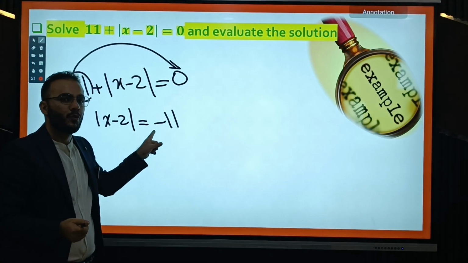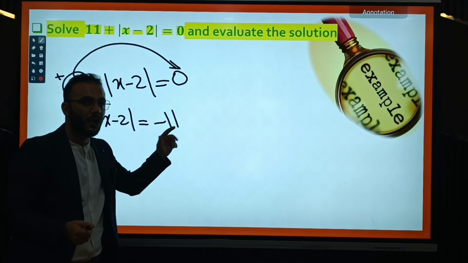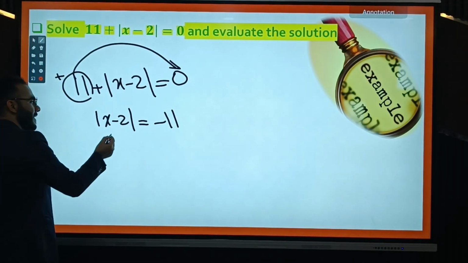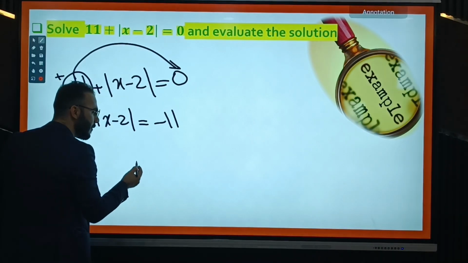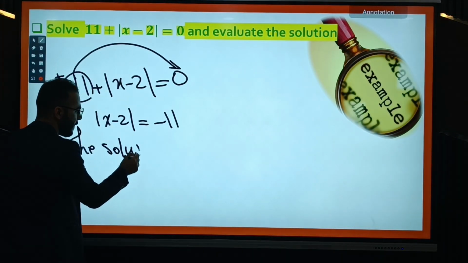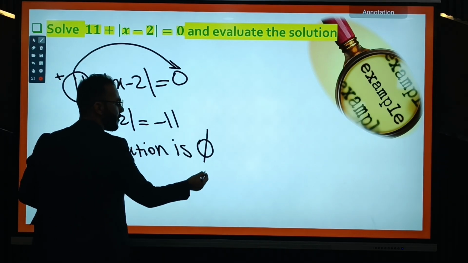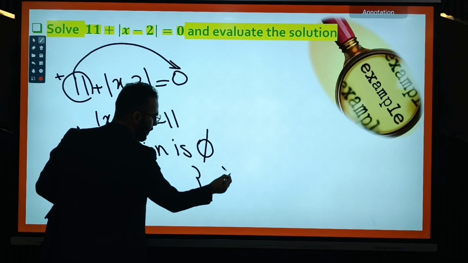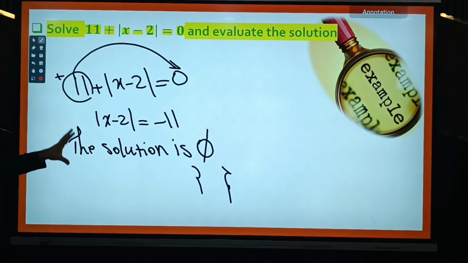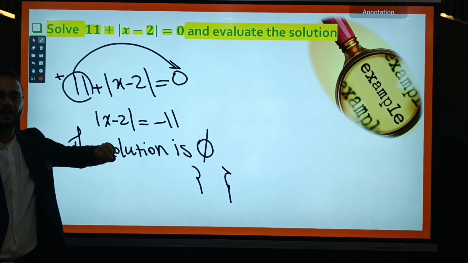Remember, in the third case, we said that if absolute value equals a negative number, there is no solution for that equation. Okay? Since the absolute value is equal to a negative, the solution set is empty, or you can just denote it in this way. Okay, there is no solution. There is no number that if you put it here, the result would be equal to negative 11.